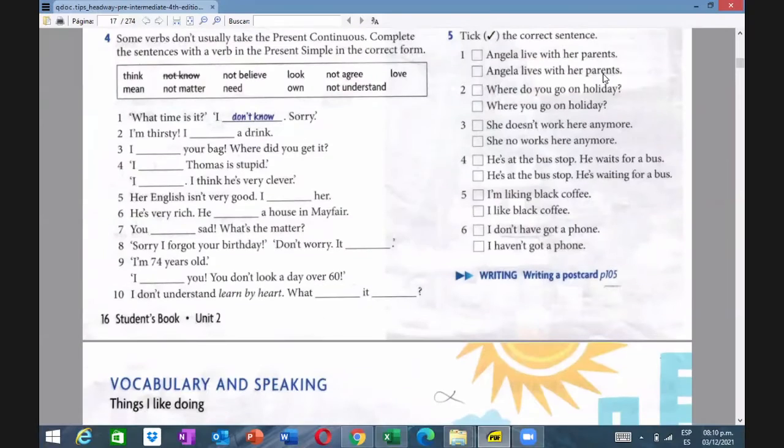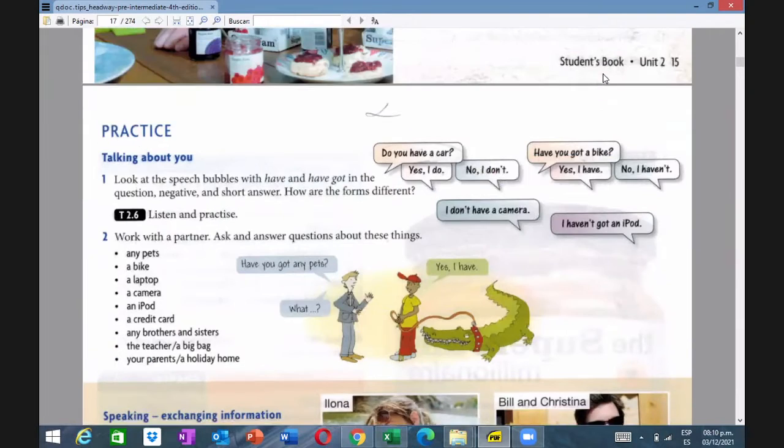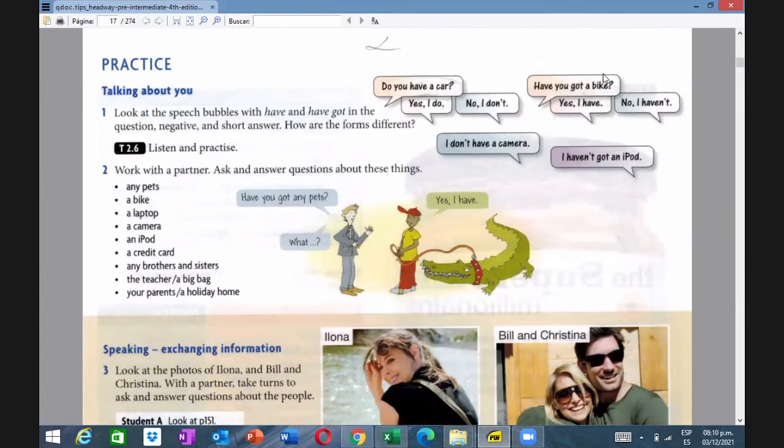Yesterday we were talking about the root, flower, and Fraser, right? We finished that exercise until exercise 7. Now we have to continue with the next page. Please focus on page 16. We have practice talking about you. Okay, let's start. Exercise 1.